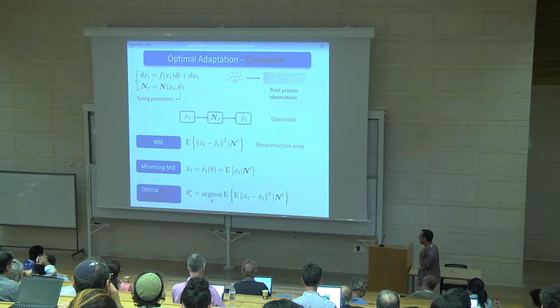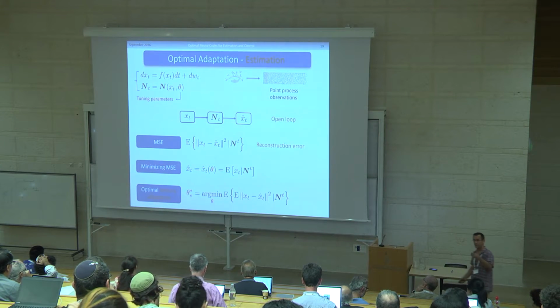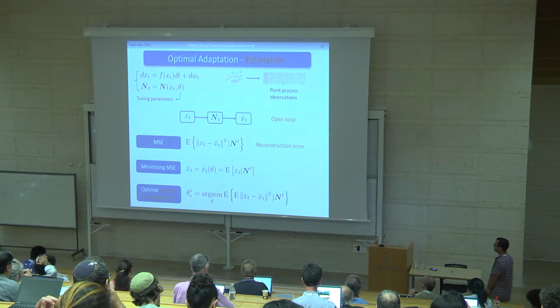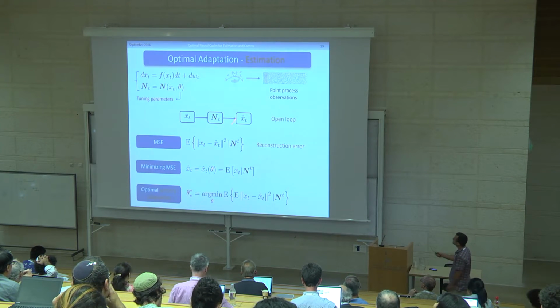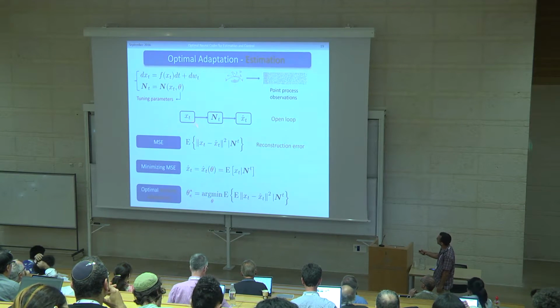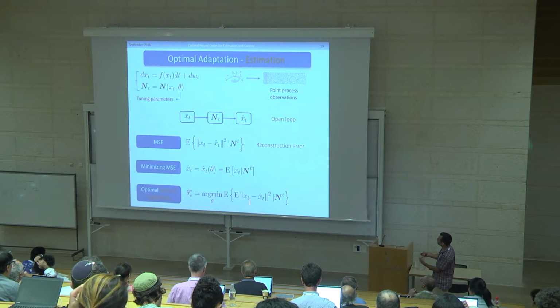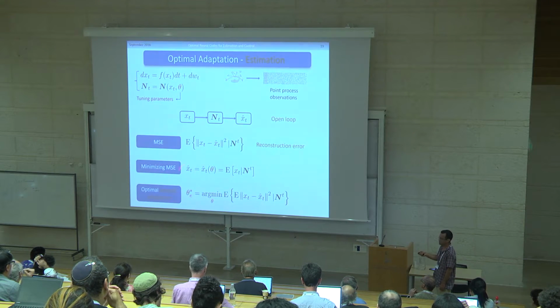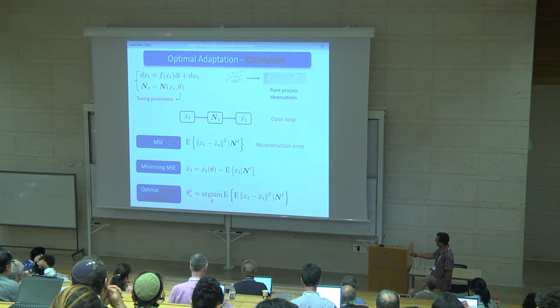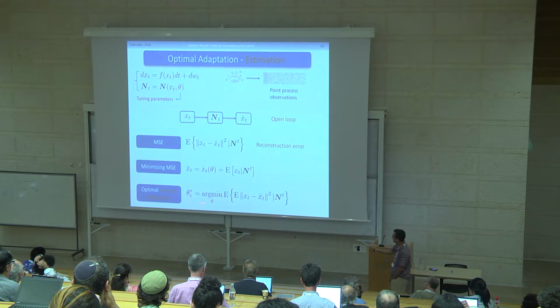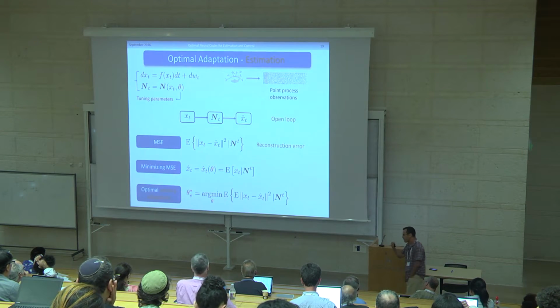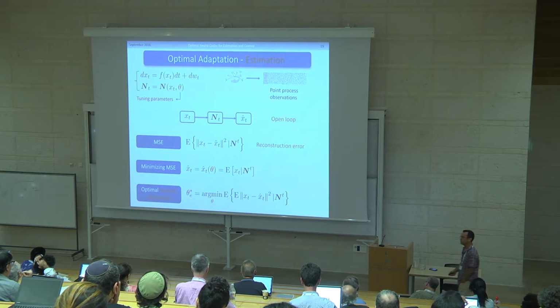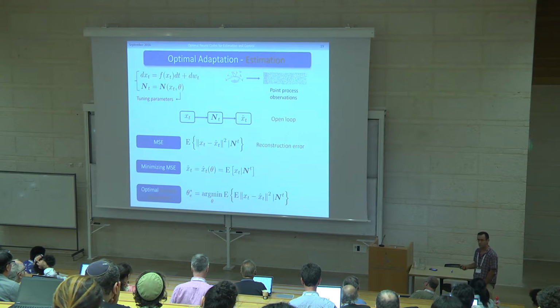And then what would be optimal sensory adaptation in this context? Well, optimal sensory adaptation would be to find the sensory tuning of these sensory neurons which minimizes this reconstruction error. Let me denote by theta star E, E for estimation, those parameters of the tuning curves which optimize my reconstruction error.